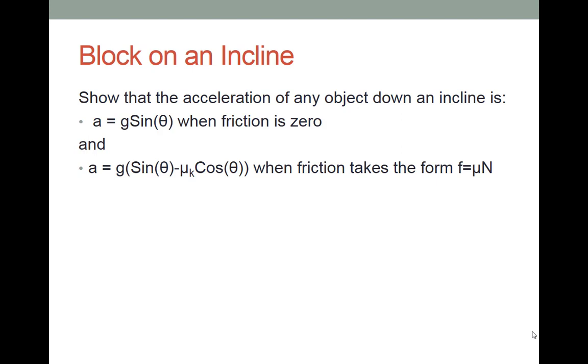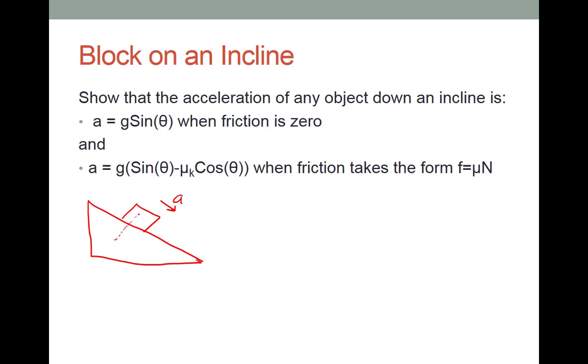So we have a block on an incline and we want to show the form of the acceleration when the friction is zero or when the friction is kinetic. So we have a block sitting on an incline, and we're told it's accelerating down the incline, so the acceleration is going to be this way in both cases.